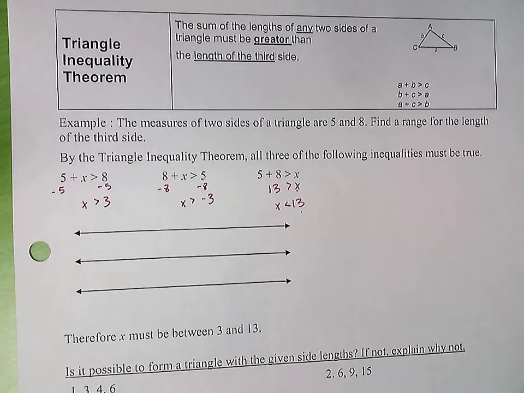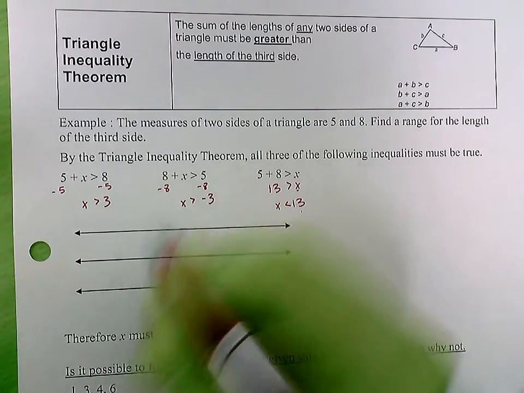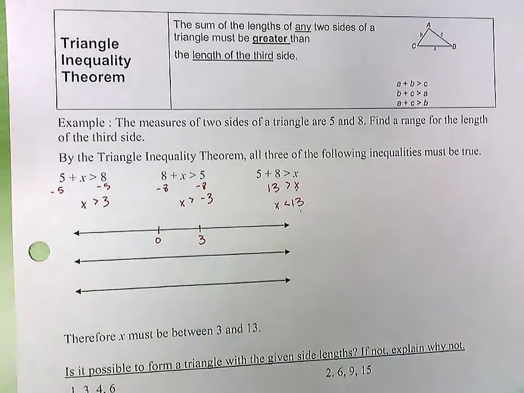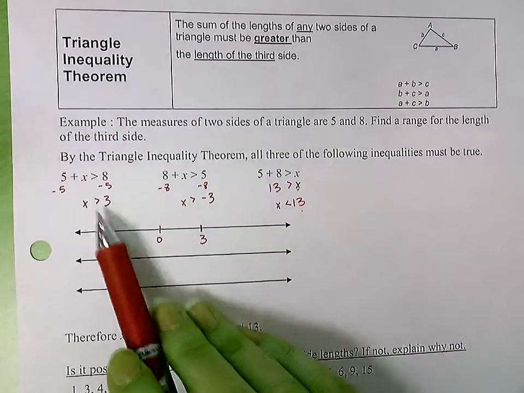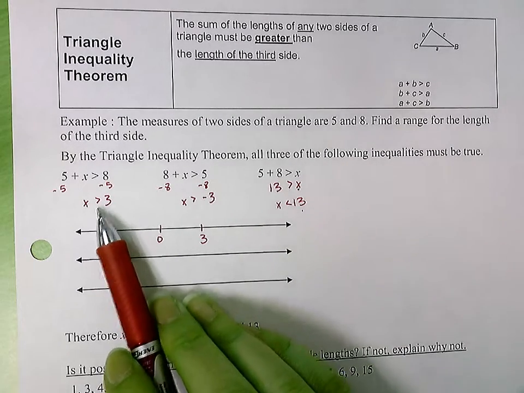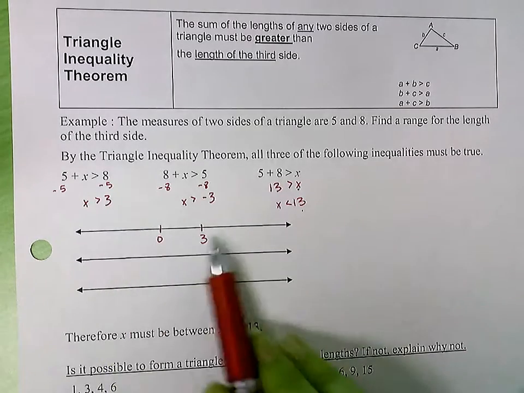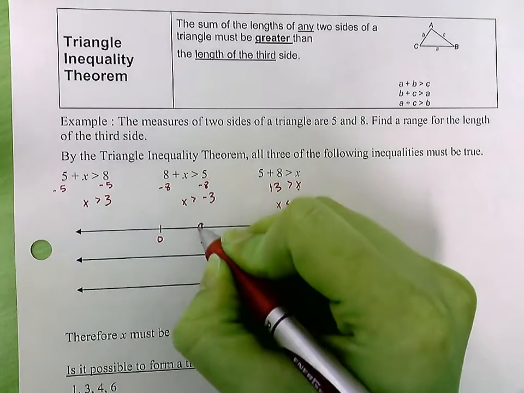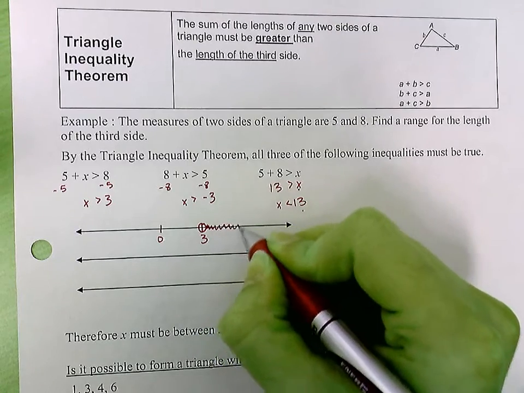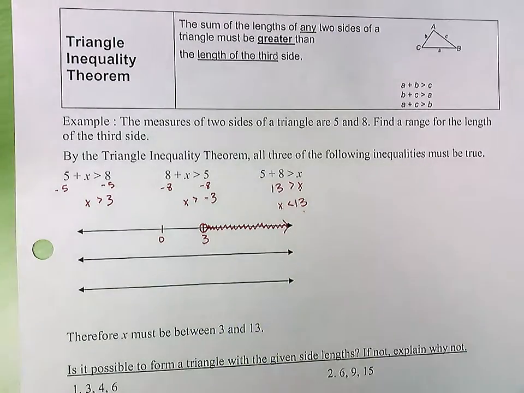Now with my number lines below, I want to see where all 3 of these lay in the same path. I'm going to plot 0 here, meaning 3 would be somewhere over here, and I want to graph this on my number line. I want all my x values that are greater than 3. So from 3, we have an open circle since it doesn't say equal to, and all the values greater than it, so to the right.